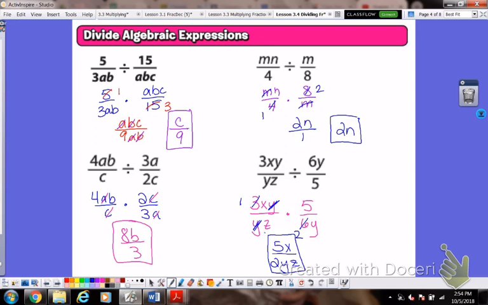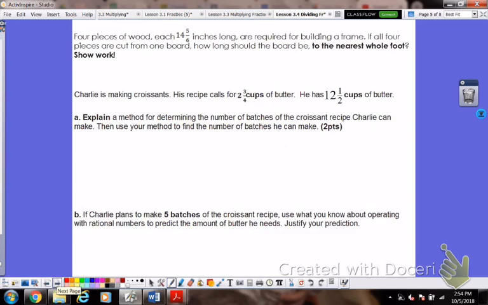Okay, so now we've done some work reducing our variables. Let's take a look at some word problems. 4 pieces of wood, each 14 and 5/6 inches long, are required for building a frame. If all 4 pieces are cut from one board, how long should the board be to the nearest whole foot?